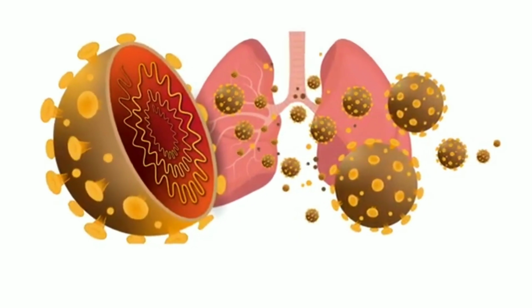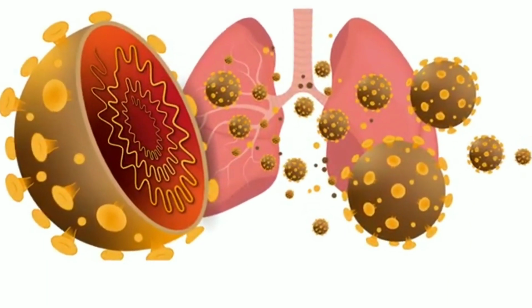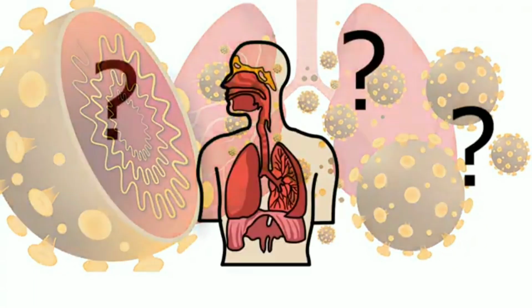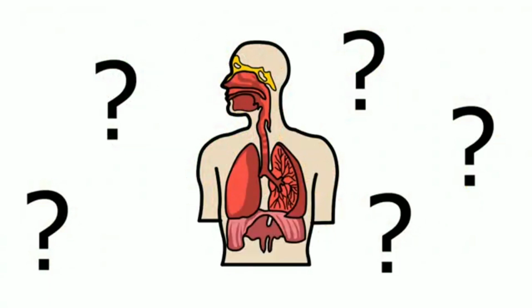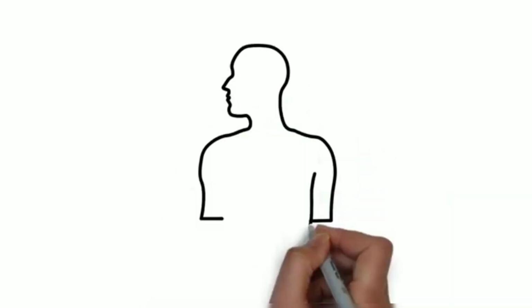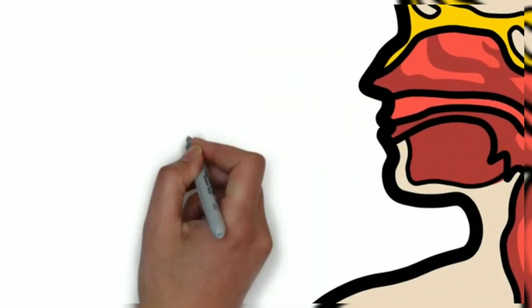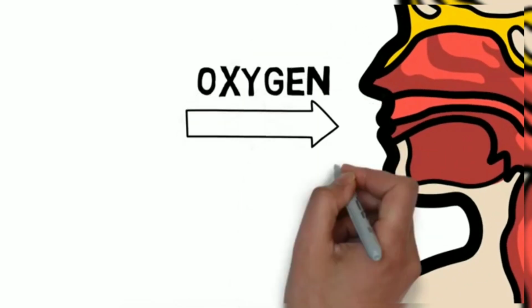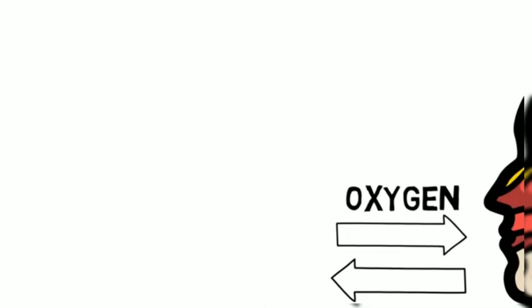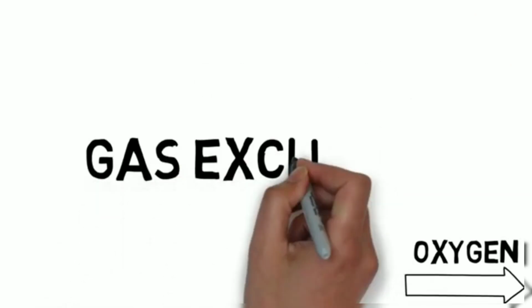COVID-19 is a respiratory illness caused by a new type of coronavirus. But what is the respiratory system and how is it affected by COVID-19? Our respiratory system is a series of organs responsible for taking in oxygen and expelling carbon dioxide, also known as something called gas exchange.